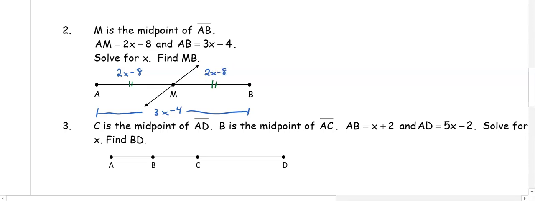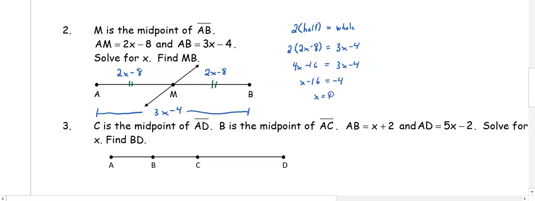When you have a half, you need 2 halves to equal a whole segment. So we're going to do 2 times 2x minus 8 is going to equal 3x minus 4. Distribute the 2, 4x minus 16 is equal to 3x minus 4. We can subtract 3x from both sides. X minus 16 equals negative 4. When we add the 16, we get x is 12.